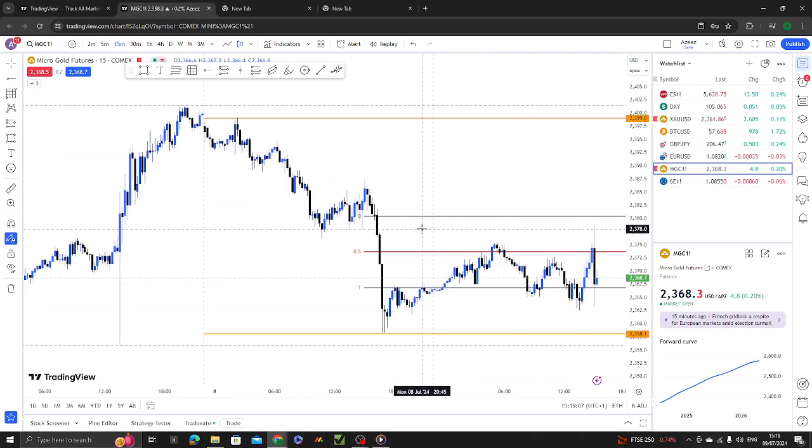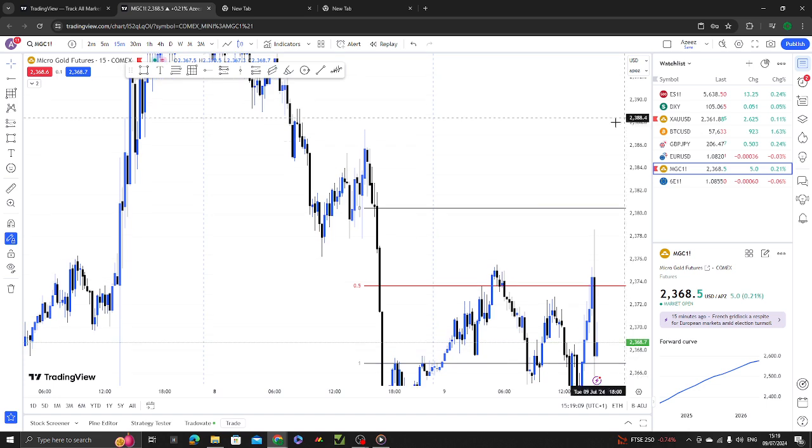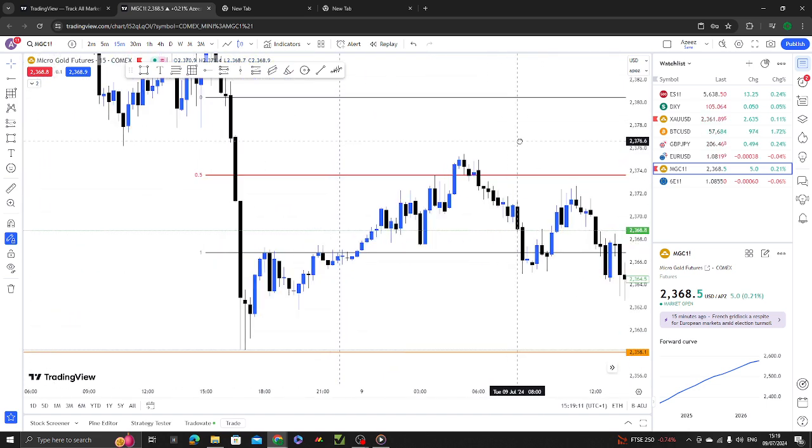And on the 5-minute time frame, guys, you see now, I'm going to break it down for you, the buy side liquidity and sell side liquidity. So now the Asian low was here. So then I highlighted the Asian low.